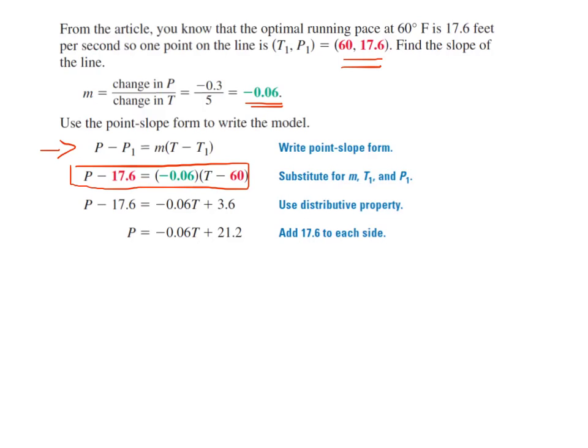Now, as we said, a lot of formulas are written in function form, that slope-intercept form. So if we simply distribute the negative 0.06, we're going to get that line there. Right, make sure you distribute. And then add 17.6 to both sides, and that's going to give us this formula for the optimal running pace based on the temperature. So using that formula, we could plug in any temperature and figure out what the best pace would be. And we'll do that next.